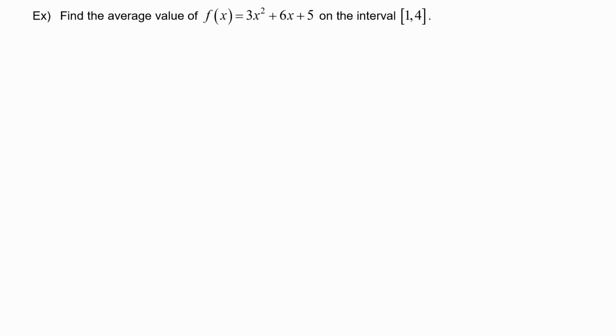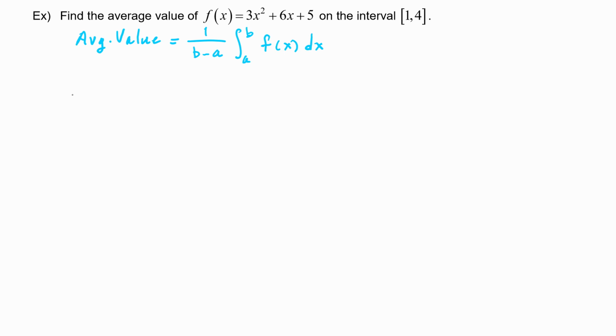So let's try an example where we have to find the average value of f of x equals 3x squared plus 6x plus 5 on the interval 1 to 4. We know that average value is defined to be 1 over b minus a times the integral from a to b of f of x dx.